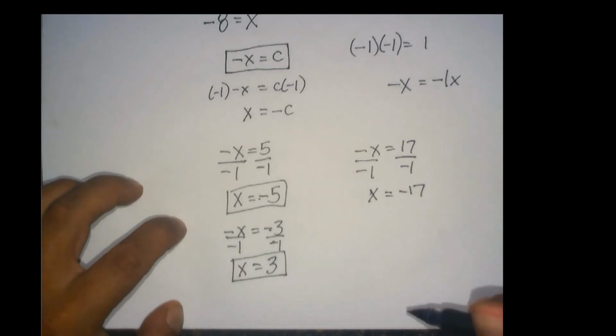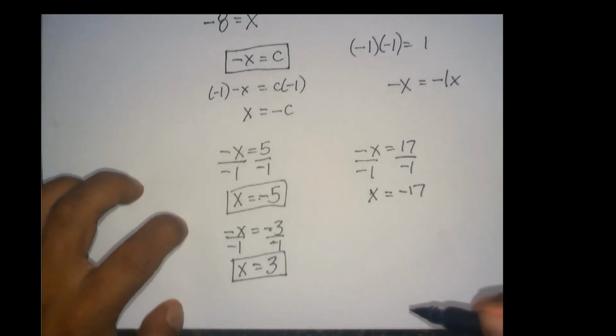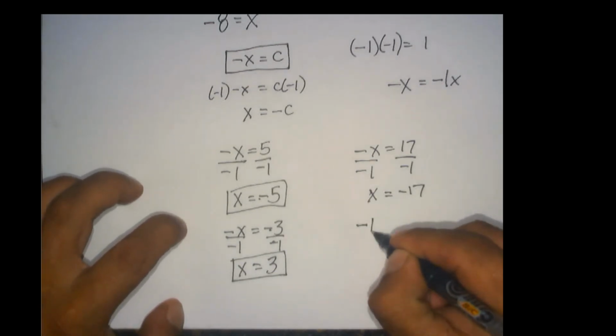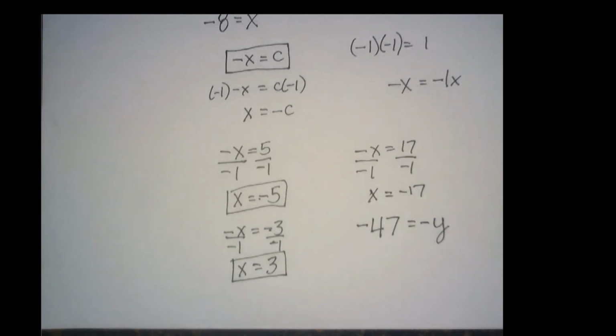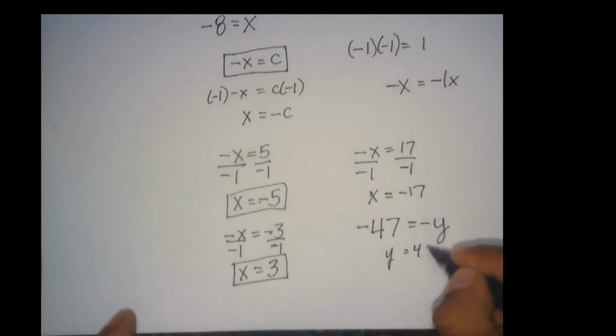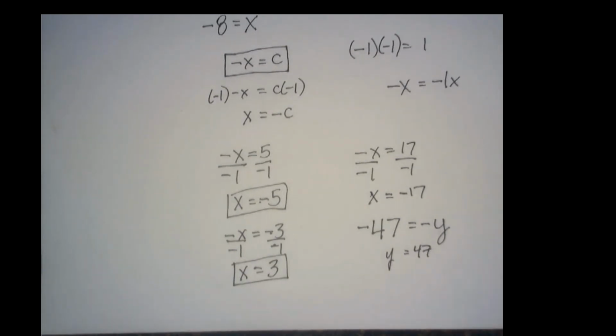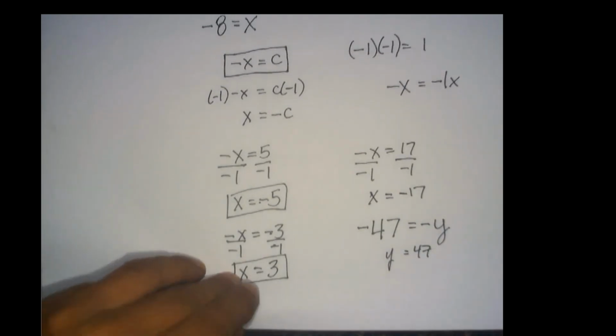Yours has a little bigger number in it, but I think you'll be able to handle it. Negative 47 equals negative y. So I'm going to divide each side by negative 1. And then I literally get 47 equals y. y equals 47. Very good. Or 47 equals y. Means the same thing. Now we get to the fun ones.